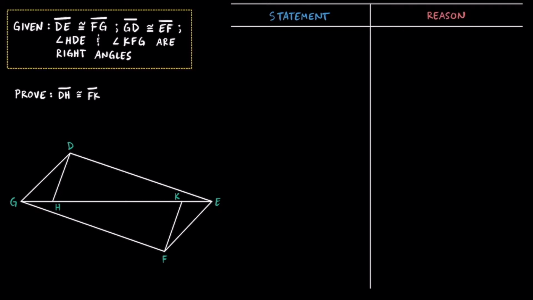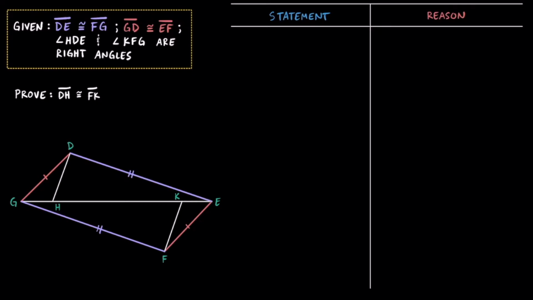As usual, let's see what we're given from the start. First, we're told that segment DE is congruent to segment FG. And on the figure, I'm going to mark them with 2 tick marks each. Next, we're given that segment GD is congruent to segment EF. On the diagram, here they are marked with 1 tick mark each.